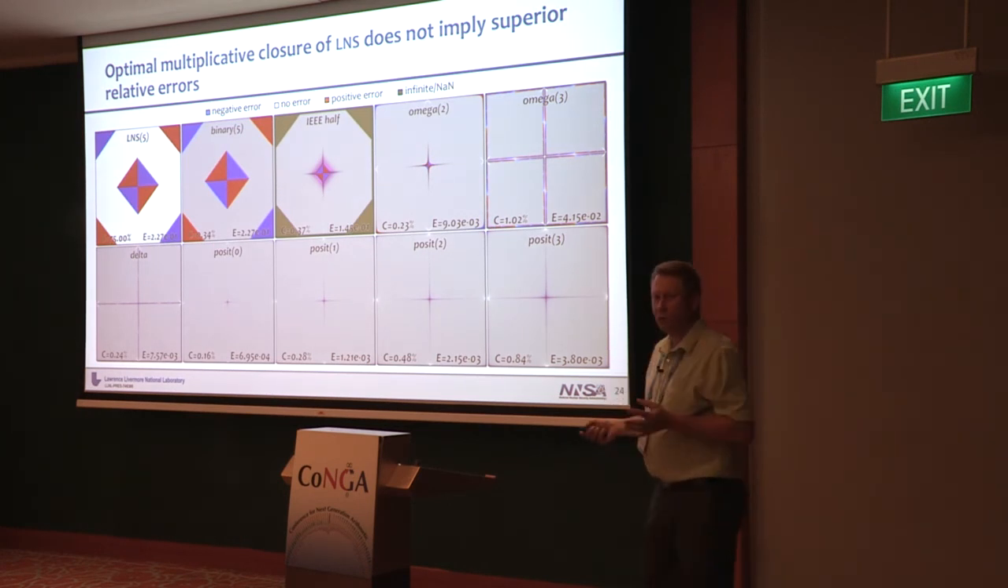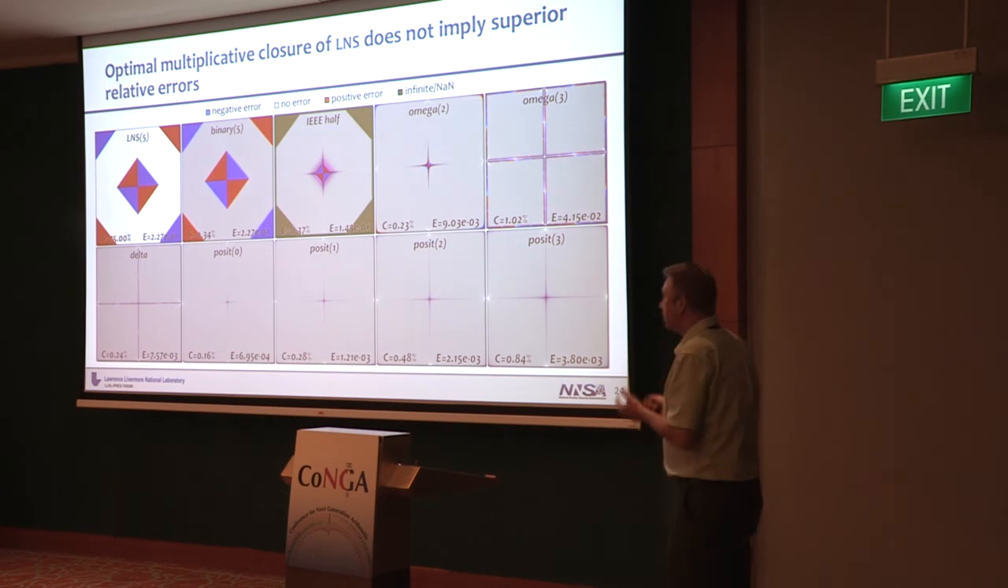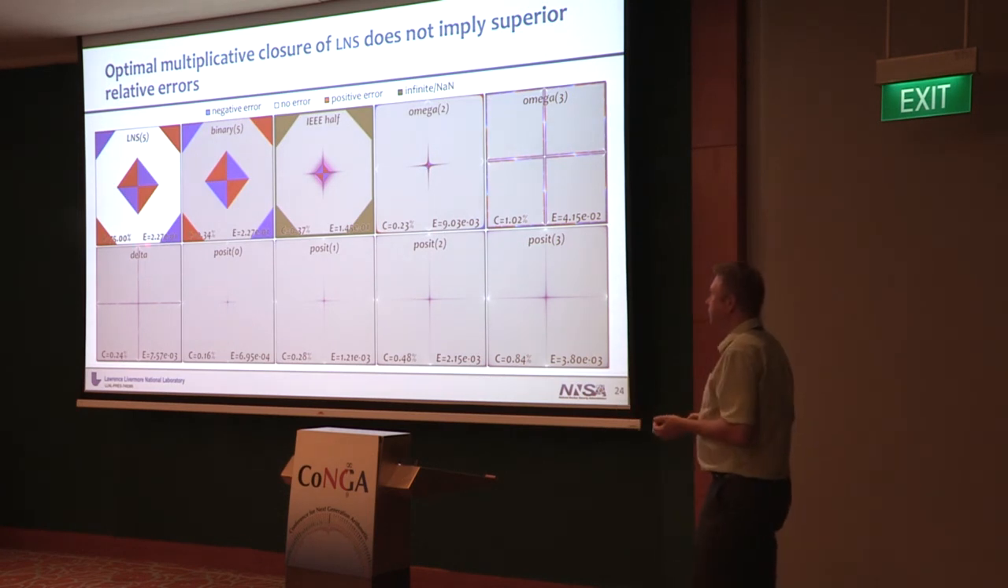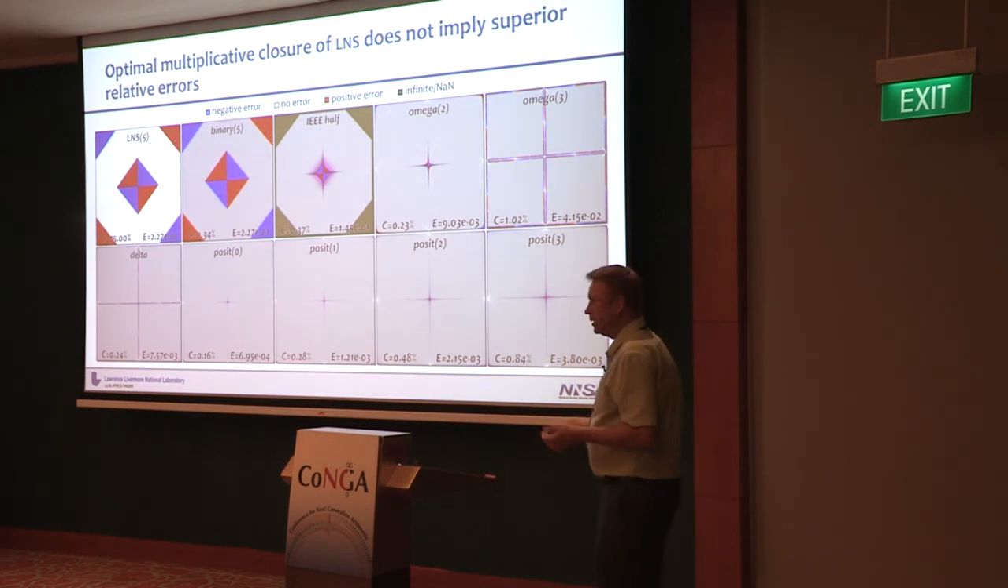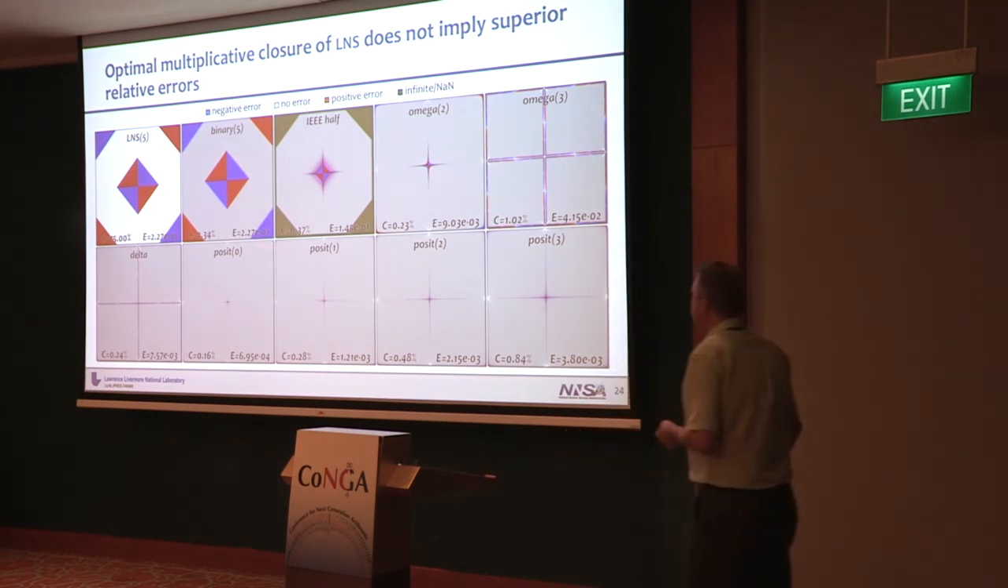But that doesn't really paint the whole picture. If you actually look at the errors associated with the products, you're seeing that the errors are actually identical for these two. And you're actually seeing lower errors for some of the posit and Elias types in this case.